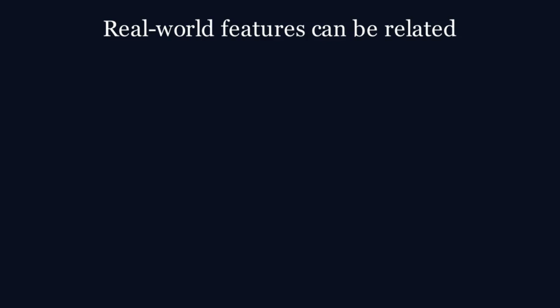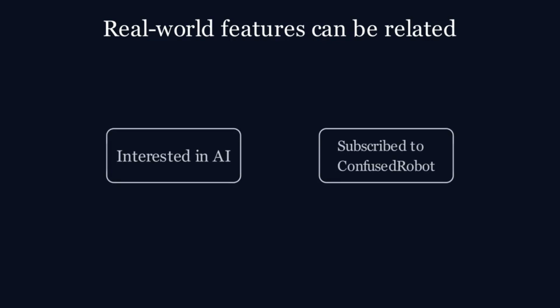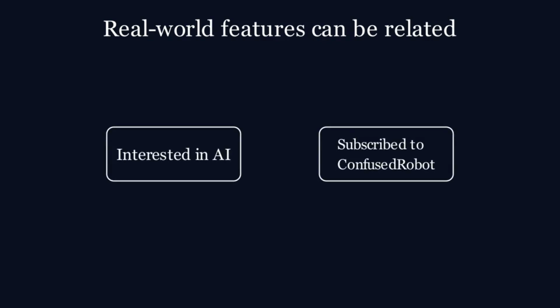Features can be related to each other. For example, being interested in AI and being subscribed to this channel probably aren't completely unrelated.